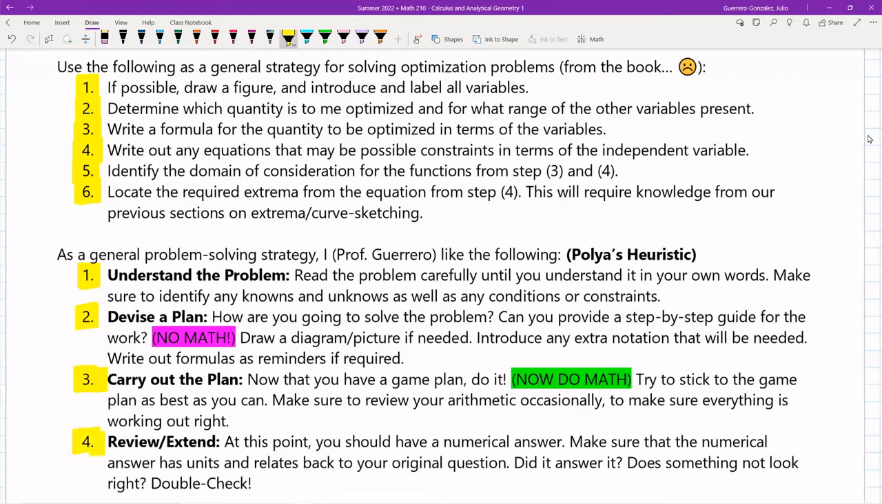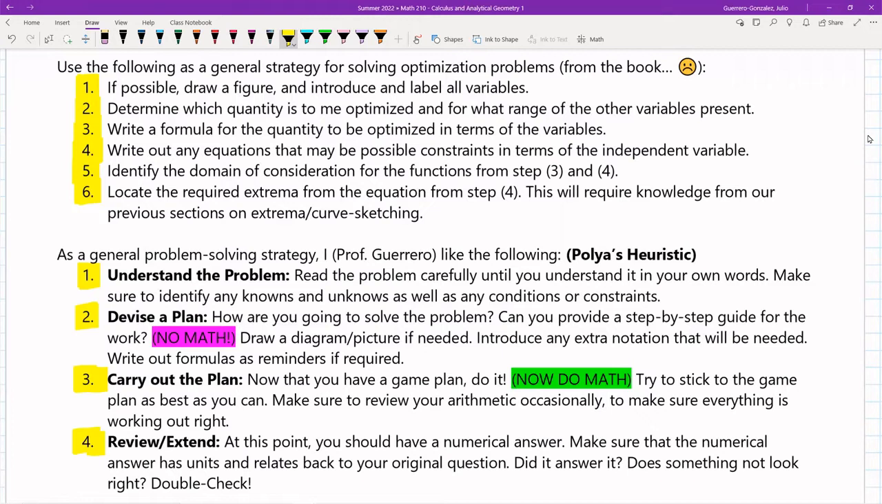And then the last step is review and extend. After steps 1, 2, and 3, you should have a numerical answer. Step 4 is checking that the numerical answer has the right units, and that you can relate it back to your original question. Did you answer it? Is there something that didn't look right? Let me double check my answer. If you're doing a problem and the answer ends up being peanut butter, something went wrong. You have to go back and double check it. Maybe my calculation didn't look right.